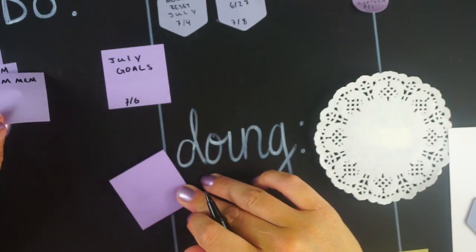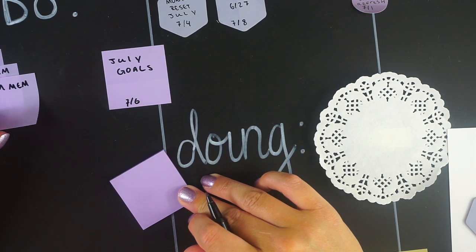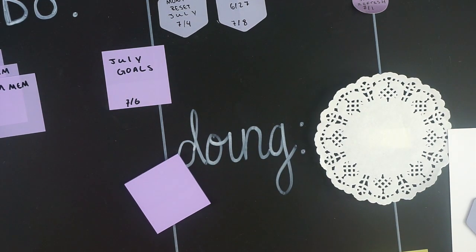So this is a slightly different methodology of doing this versus just putting the dates, which is what I did last month, but I just wanted to try this out. If I end up having to swap some stuff, that's totally fine.